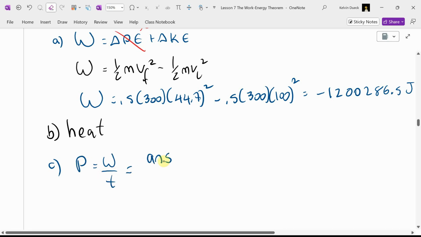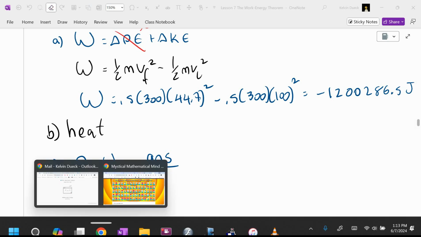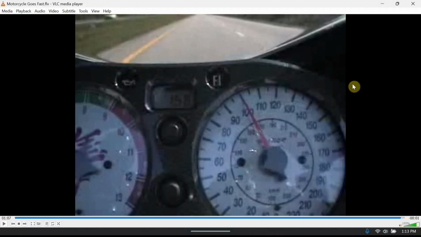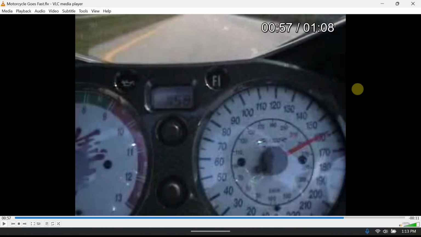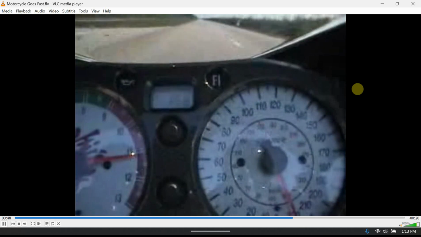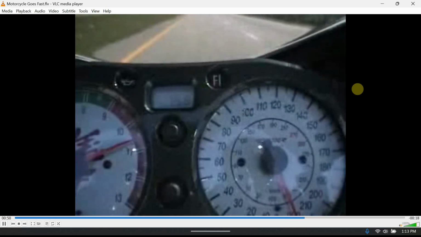It's going to be our answer from before divided by, can you get out your smartphones? We're going to use the stopwatch. We're going to see how long it took him or her to slow down. So get your stopwatch out, and when you hear the engine noise change, we'll start, and then we'll stop when they hit 100 when I say stop. So you ready? Wait for it. Start.